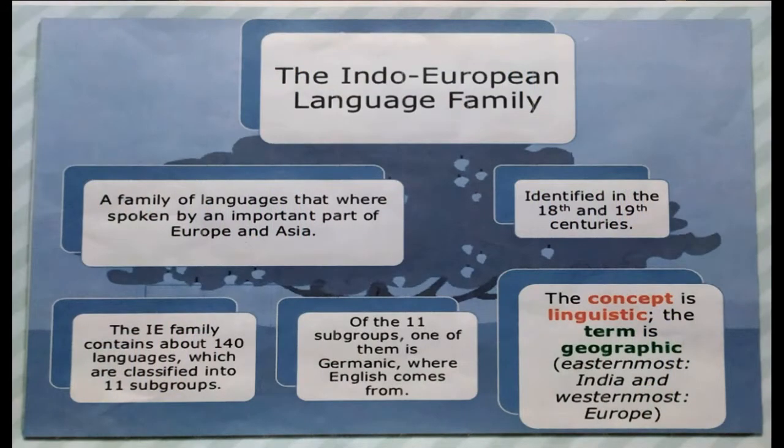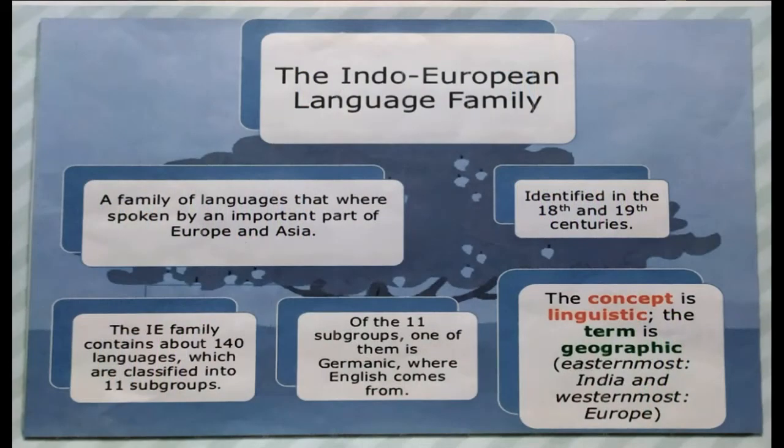As we know, Germanic languages form a group in the Indo-European language family. And the Indo-European language family is a family of languages spoken by an important part of Europe and Asia, to say nothing of North America and Australia. The Indo-European language family was identified in the 18th and 19th centuries after the great efforts of linguists, scholars, anthropologists, and others.